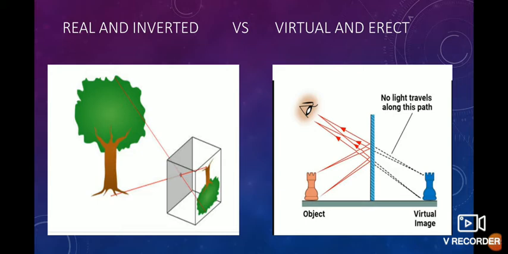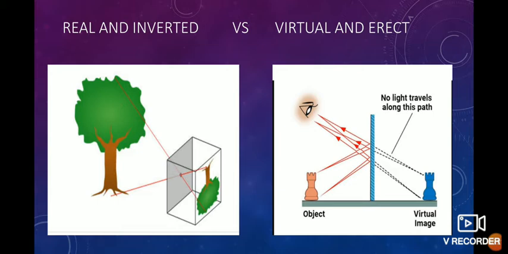What about the picture of the tree? Is it okay? No, it is upside down. Such an image is called an inverted image. If it is the same as the tree, then we call it erect. But here it is inverted.